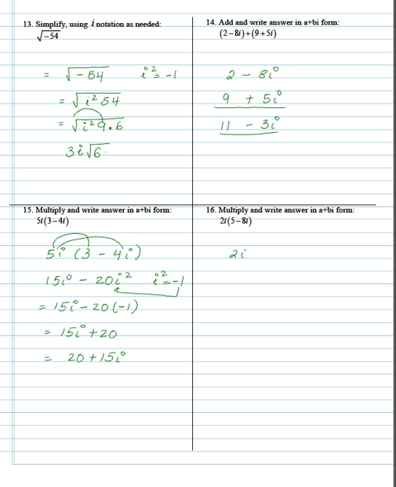So rewrite this one again. 2i times 5 minus 8i. 2i times 5 is 10i. 2i times negative 8i is negative 16i squared. Remember, I can't have i squared. i squared is negative 1, so I'm going to replace it here. So 10i minus 16 times negative 1. That becomes 10i plus 16. I'm going to rewrite it in a plus bi form. It becomes 16 plus 10i.